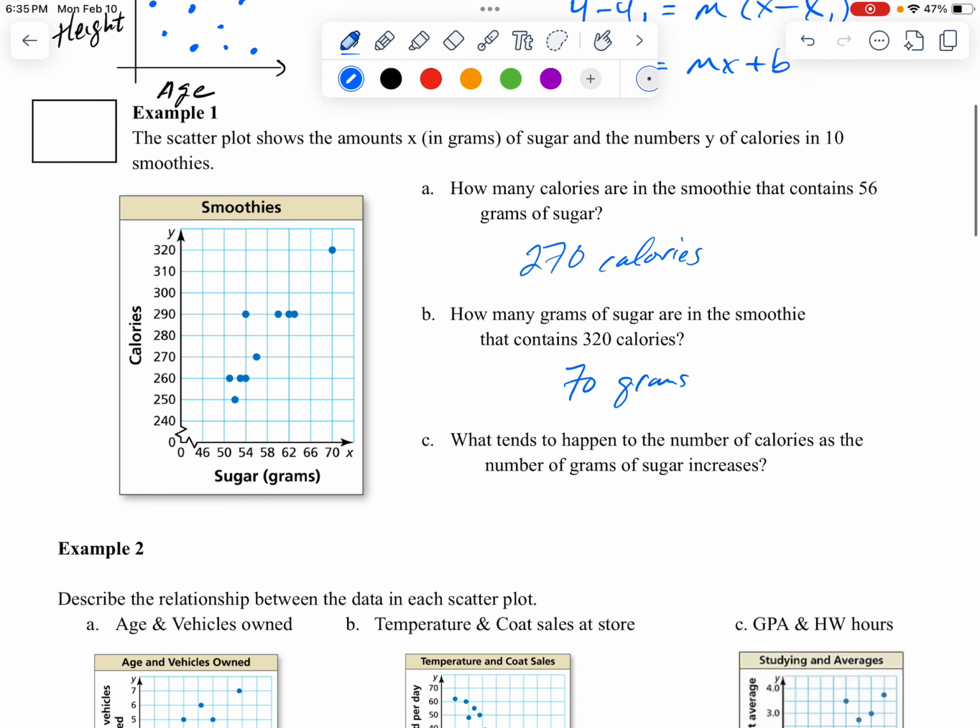So we would want to say something like this: as grams of sugar increase, calories tend to increase also.